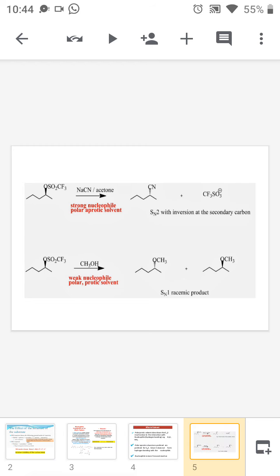Now we are moving into the example. In the first example, a polar aprotic solvent is used and the nucleophile is very strong, and it undergoes the SN2 reaction. So that's why polar aprotic solvent is used, and here the nucleophile is also very strong. Whereas in the case of SN1, usually we use a weak nucleophile and we prefer polar protic solvent.